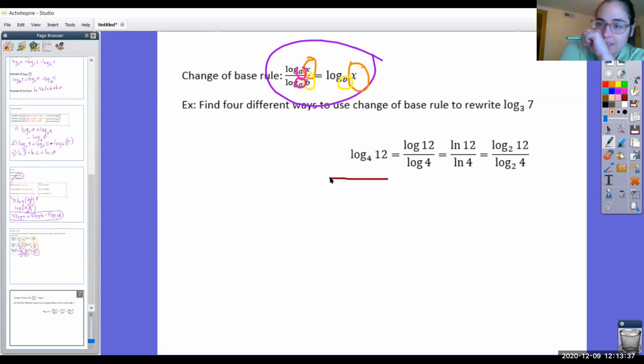Why do we do this? What is the point of it? So it is helpful if you don't have a fancy graphing calculator that will change the base for you. If you're working with a calculator on Google and you're trying to find log base 4 of 12, you can actually rewrite it, and I'll show you what I mean.